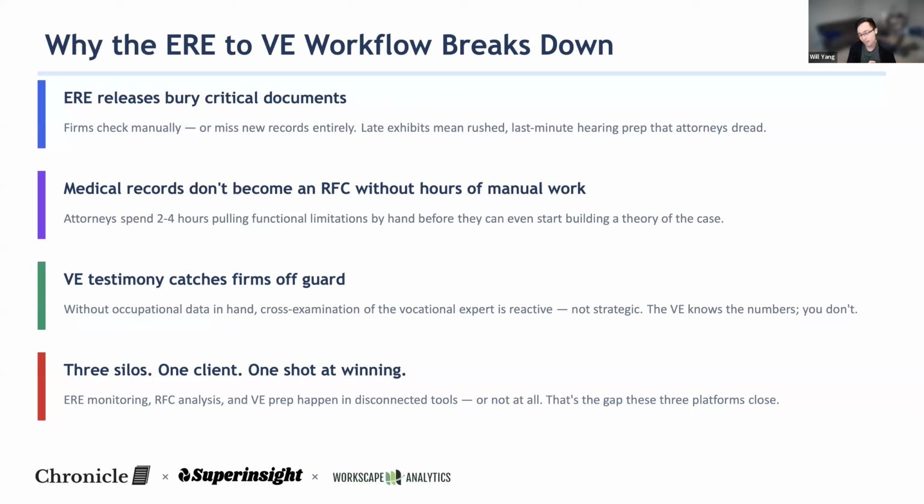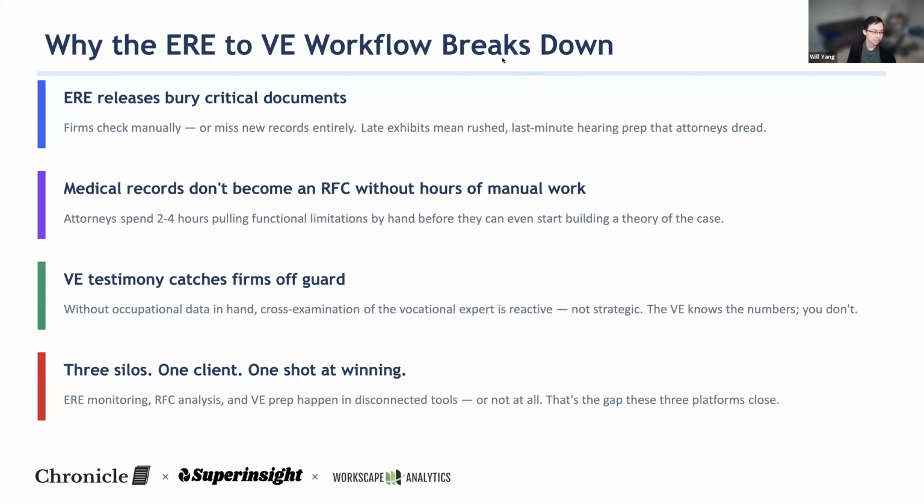So attorneys are often spending 2 to 4 hours pulling functional limitations by hand before they can even start building a theory of the case. And then from there, VE testimony catches firms off guard, which means that without any occupational data in hand, cross-examination of the VE expert is very reactive, not strategic.